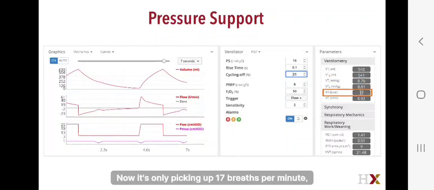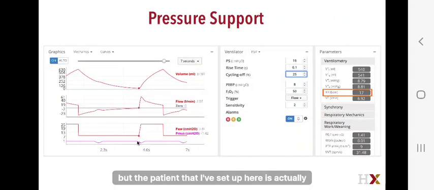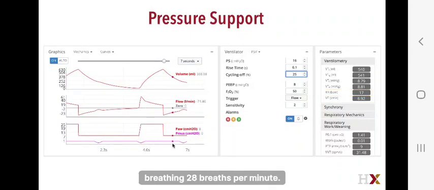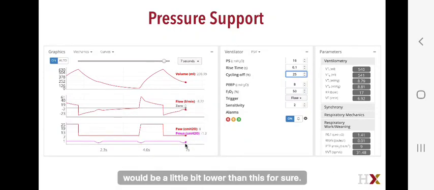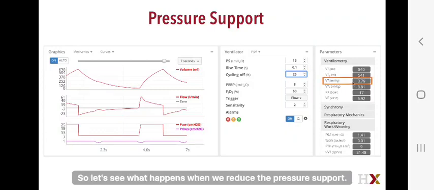Now, it's only picking up 17 breaths per minute, but the patient that I've set up here is actually breathing 28 breaths per minute. So they're a little bit tachypneic. So the tidal volumes they'd probably be bringing in would be a little bit lower than this for sure. So let's see what happens when we reduce the pressure support.